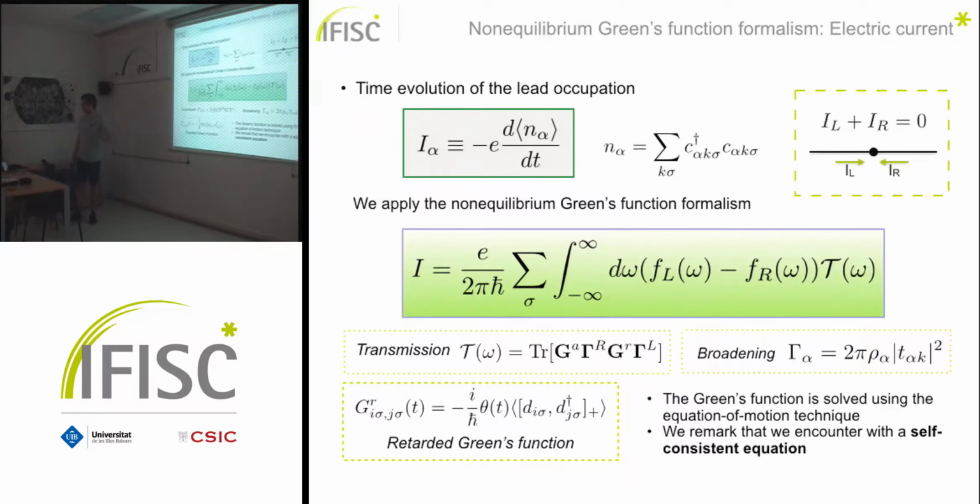I'm not going to show the solution of the retarded Green's function because it's complicated and is not of total interest. The results are more interesting, but I want to remark that we have a self-consistent calculation. The retarded Green's function depends on itself.